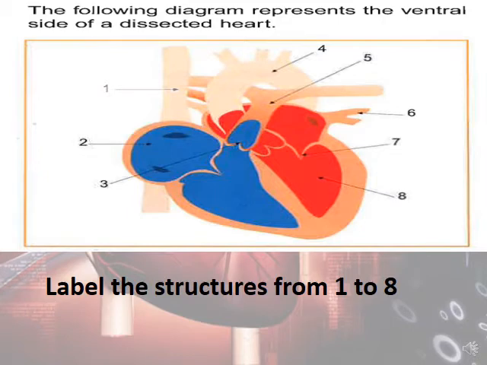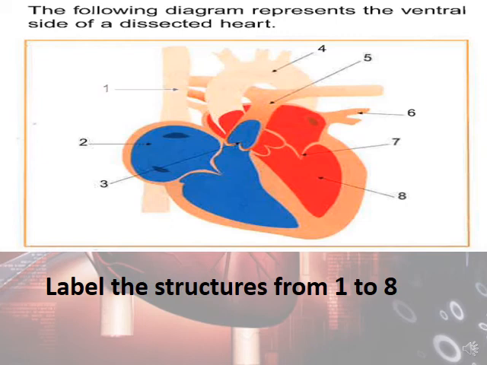So here let's move to this exercise. You have to study the labels found in this lecture notes, and also you have to know the labeling of the structures from number 1 to 8. Number 1, as you know, is the superior vena cava. Number 2 is the right atrium, or the right auricle. Number 3 is the valve that occurs between them, so this is called the sigmoid valve.